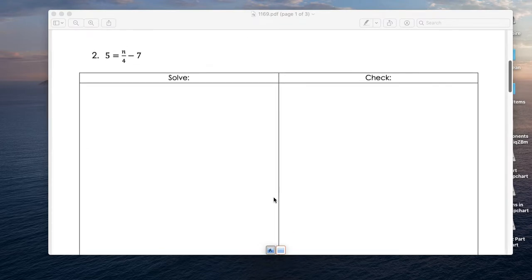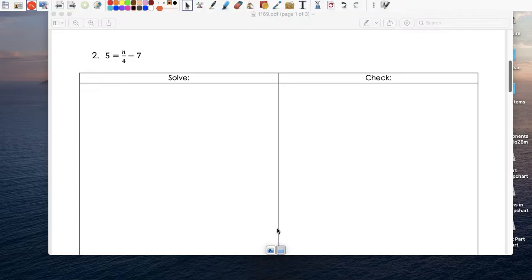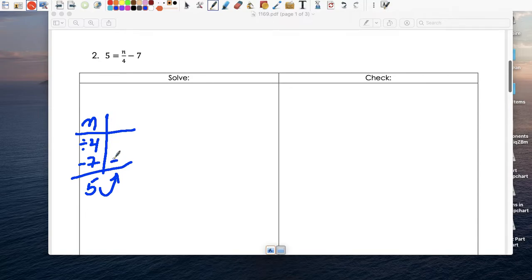Solve and check, and again, I am going to do that. I'll call it the story. Here's my variable n. It is currently a number that I don't know. Divided by 4, subtract 7, and that gives me 5. What number did I start with? To find that out, I'm going to do plus 7 on both sides and then times 4 on both sides. So let's see how that looks. 5 equals n over 4.